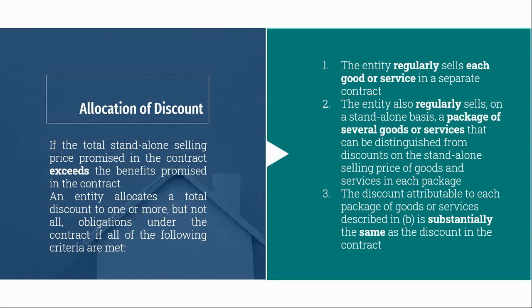Third, the discount attributable to each package of goods or services described in the second criterion is substantially the same as the discount in the contract, and the analysis of the goods or services in each package provides observable evidence of the performance obligations to which all discounts in the contract are allocated.